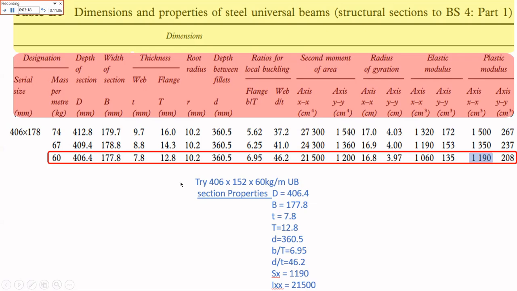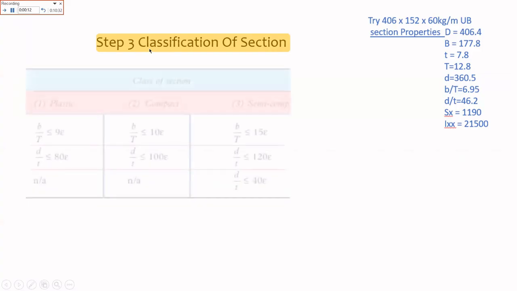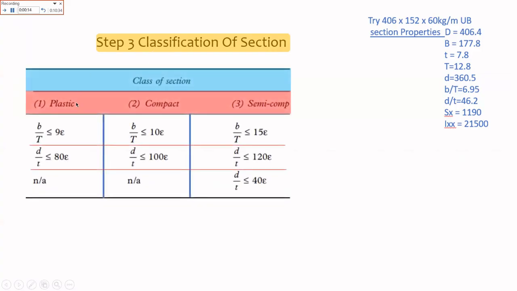So now that we have gotten our section, let's continue and see whether our section will be adequate in bending, shear, and deflection. But before that, let's go to step 3, and that's the classification of this section. This table is gotten from the BS 5950, and this is how you classify the section.